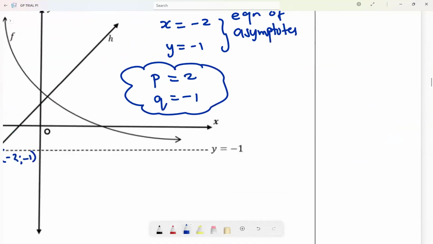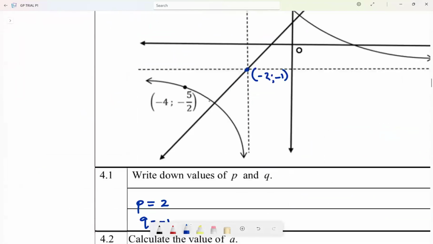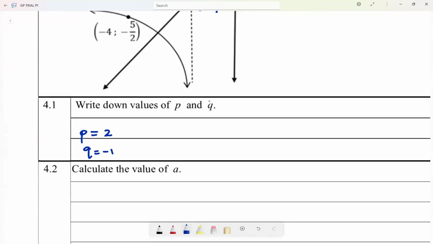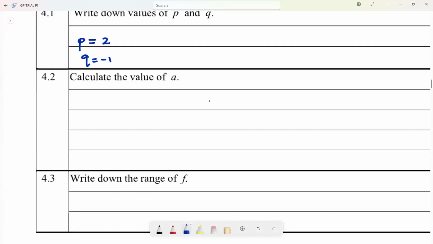Beautiful stuff. I can remove this now because I have now emphasized that. Okay, and then, let me see. 4.2, calculate the value of a. How can I calculate the value of a? Let me say f of x. Remember I already have f of x to be equal to a over x plus p, and I know p is 2, and then minus 1.